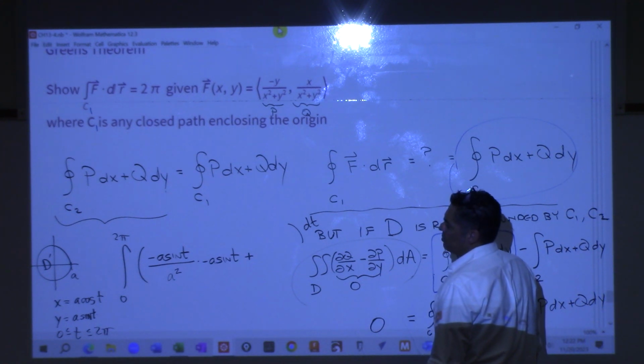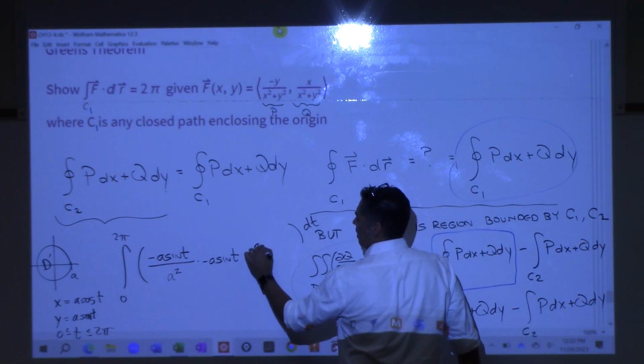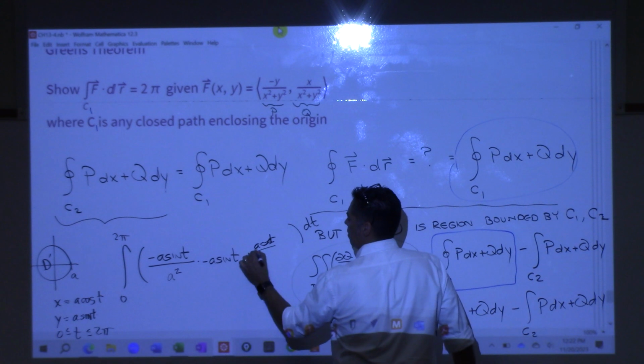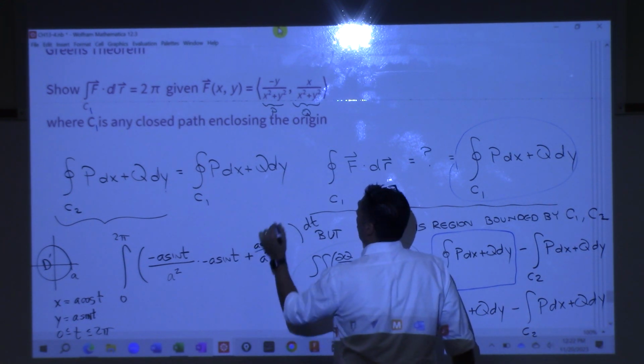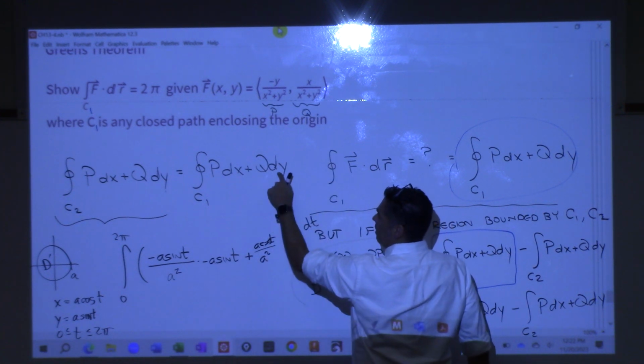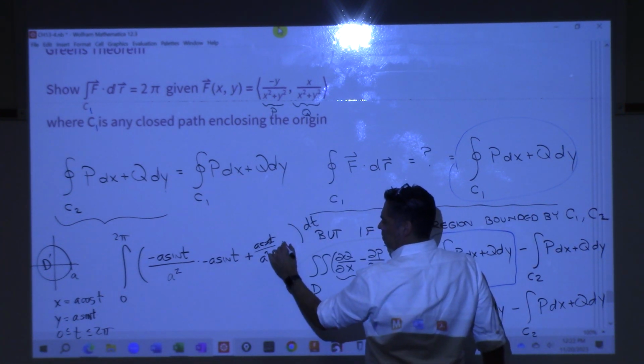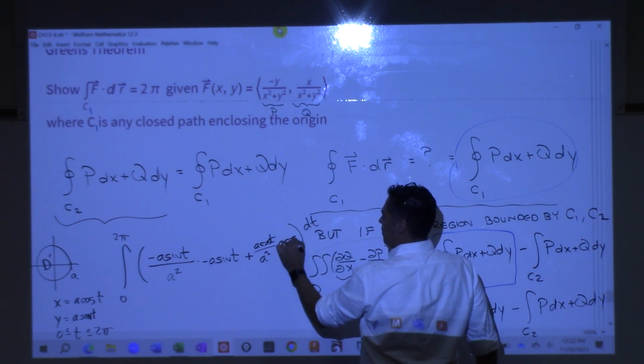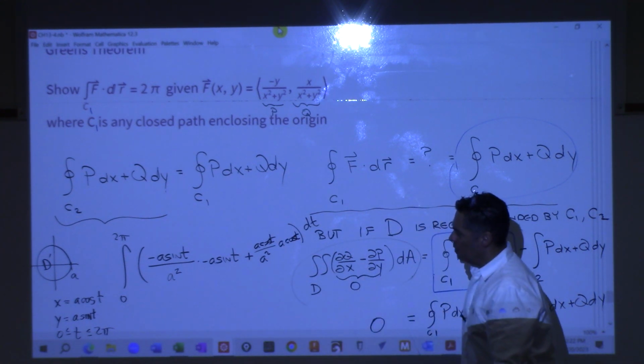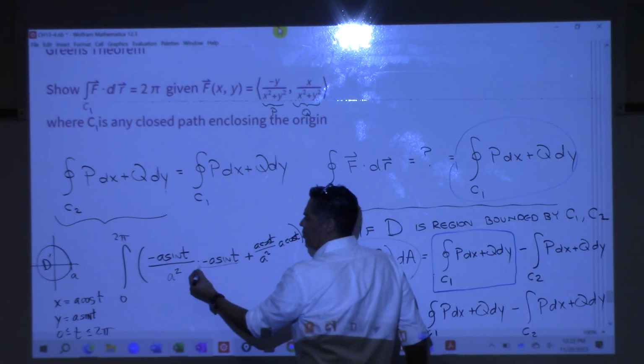On top you have x, right? So a cosine t, and then on the bottom a squared again, and then when you take the derivative dy, right, here we go, you get a cosine t. What do these two multiply to be?